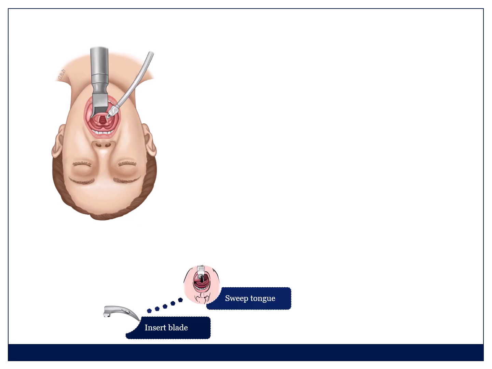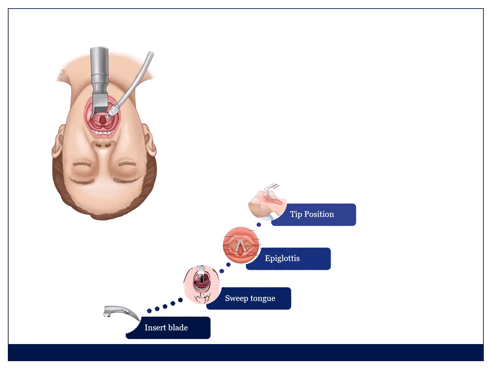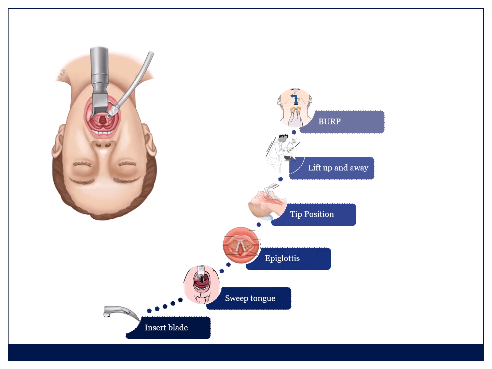Now the first thing you're looking for after that sweeping of the tongue is the epiglottis. You're not looking for the vocal cords, and I'm going to show this to you in the video that comes next. You're looking for the epiglottis, and that tip of the blade needs to go at the base of the epiglottis. So what you're trying to do there is put the tip in the right position. Notice you haven't started lifting the laryngoscope yet. First thing you're doing is getting the tip to the base of the epiglottis. Once you've done that, then you lift up and away. If needed, you do a burp maneuver, which is backward, upward, rightward pressure, which I'm going to show you shortly.